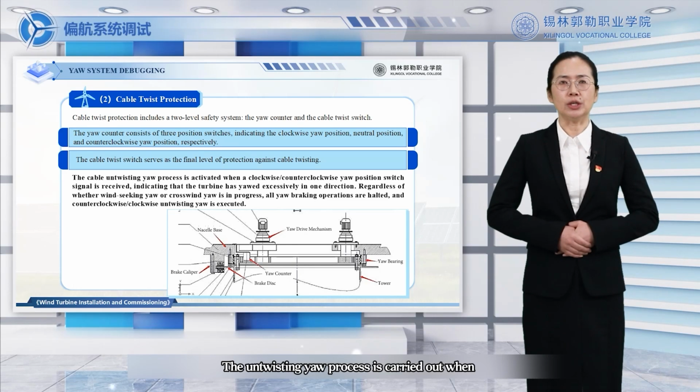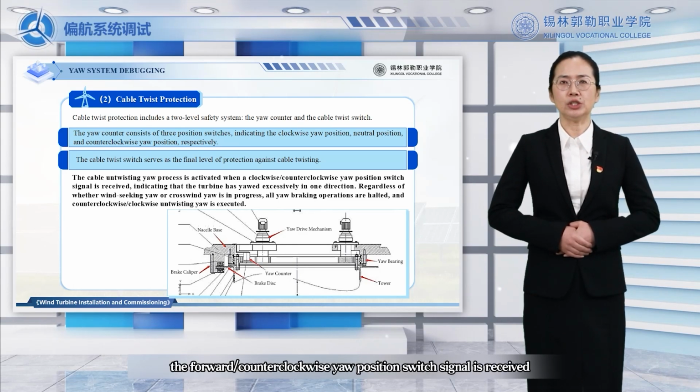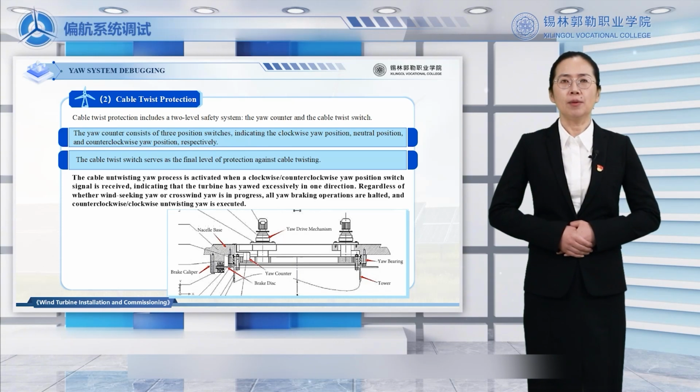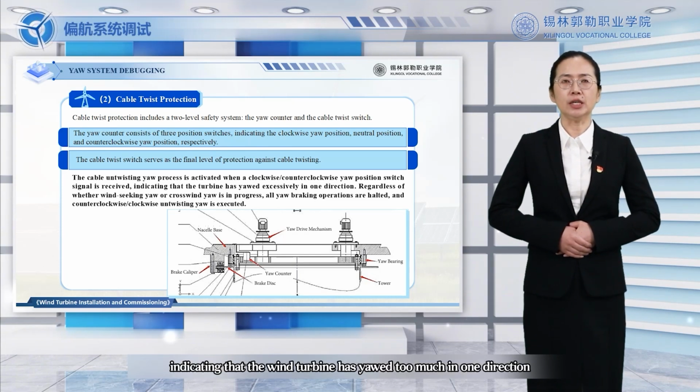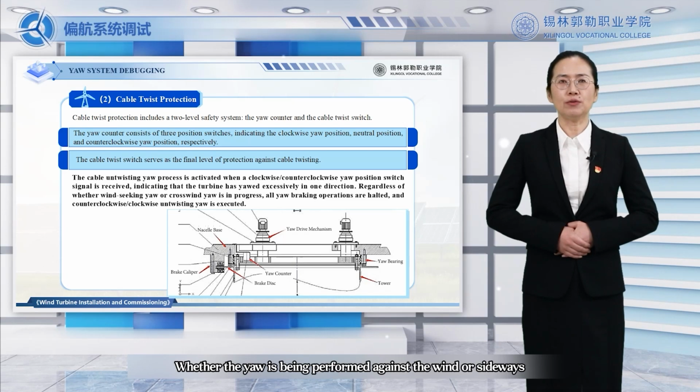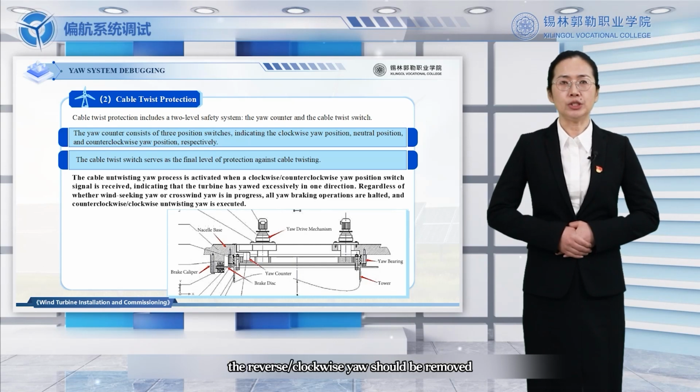The untwisting yaw process is carried out when the forward/counterclockwise yaw position switch signal is received, indicating that the wind turbine has yawed too much in one direction, whether the yaw is being performed against the wind or sideways. The yaw braking should be stopped and the reverse/clockwise yaw should be performed.